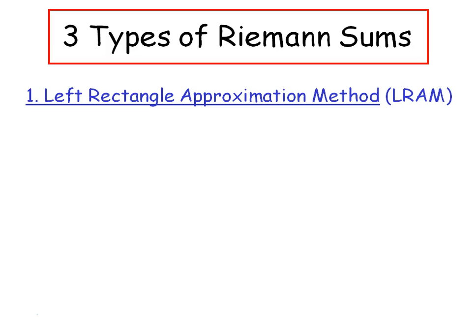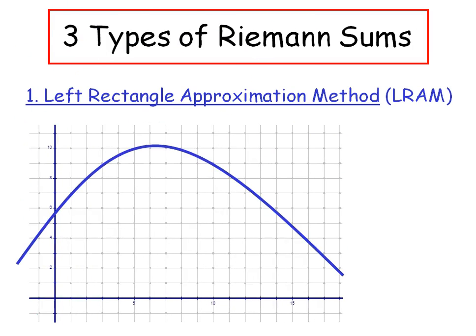The first one is what's called an LRAM. That's an abbreviation for a left rectangle approximation method. So if you can imagine a curve, here's our curve. We're not going to actually estimate the area here, we're just illustrating what an LRAM is, or what we call a left-hand Riemann sum. We're going to estimate the area between the curve and the x-axis from 0 to 14, and we're going to use 7 rectangles.